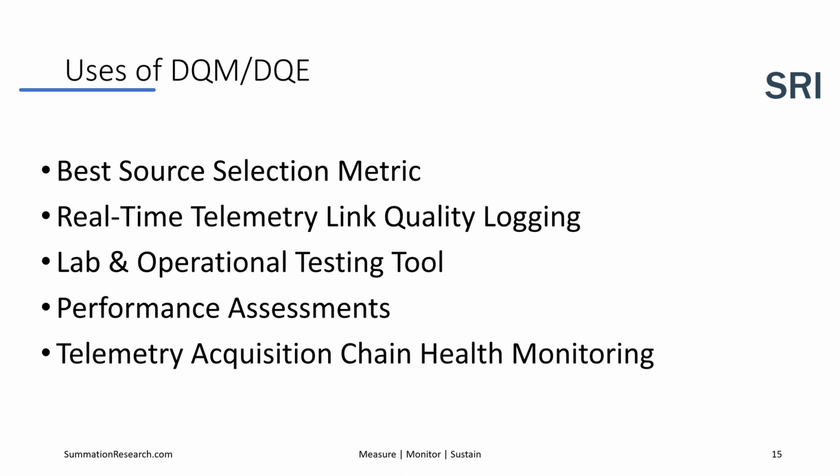Real-time telemetry link quality logging external to a telemetry receiver. The use of DQM and DQE allows for real-time logging of telemetry link quality external to the telemetry receiver. This capability is particularly useful for monitoring and assessing the performance of telemetry systems during live operations, ensuring that any issues are detected and addressed promptly.